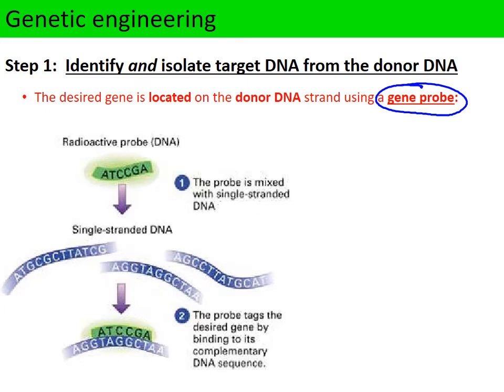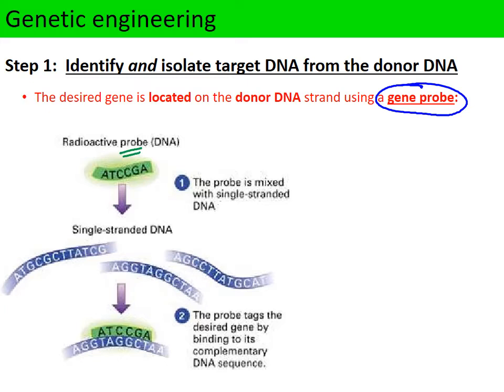We could then add a single-stranded gene probe, maybe with a radioactive or a fluorescent marker, that was complementary in sequence to the sequence of interest that we wanted to isolate. So we can see here we've got a single-stranded DNA probe that's labeled with radioactivity. That probe is complementary in sequence to our gene sequence. We add the probe, it binds or anneals, if you like, to the gene sequence of interest. We can then isolate the single-stranded gene of interest, and we can make double-stranded DNA from it.